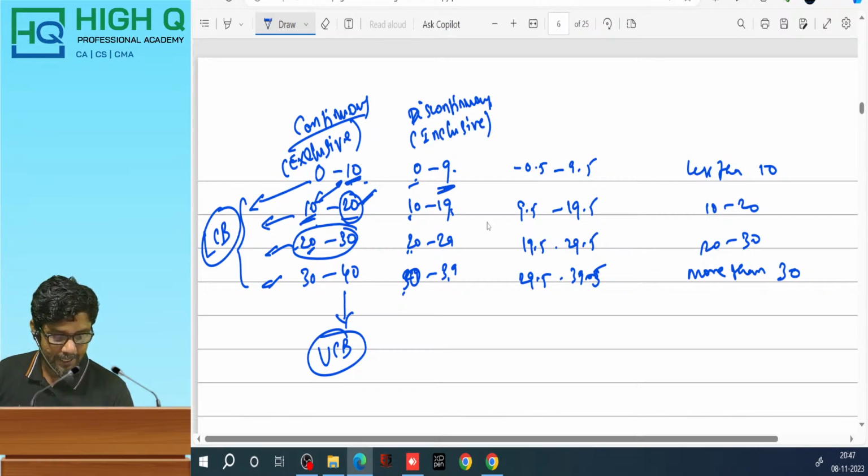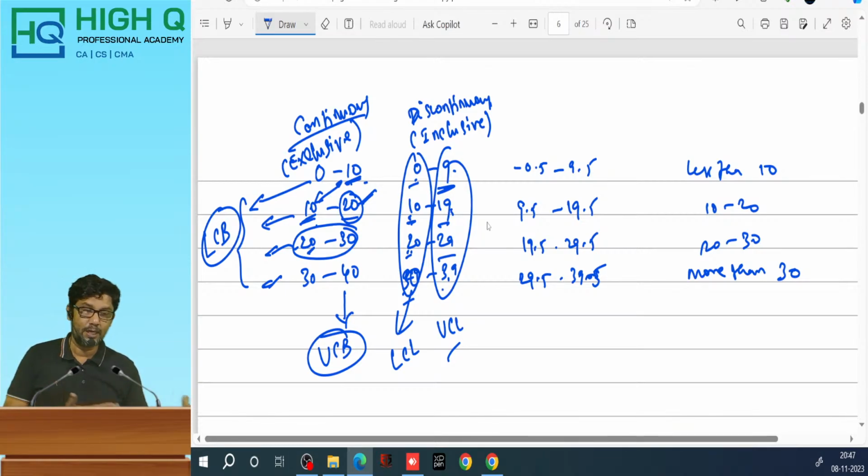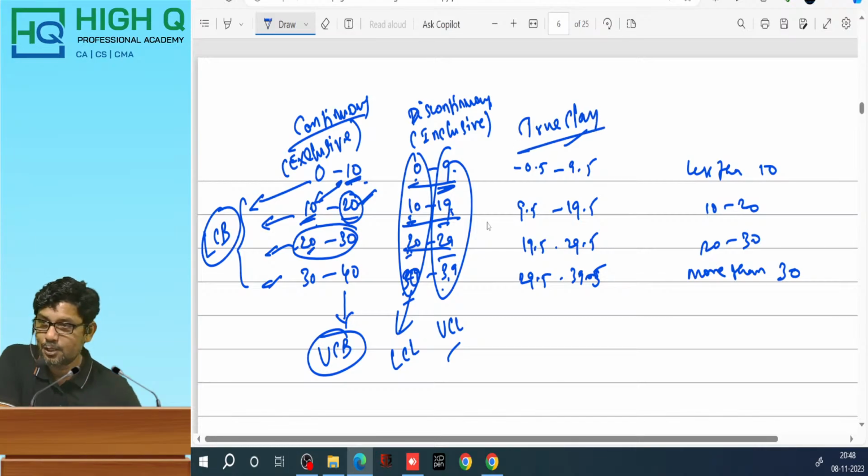Now, 9, 10, 19, 20, 29, 30, 39. This lower part we call the lower class limit, and this one we call the upper class limit. Now you understand when to call lower and upper class limit, and when to call lower and upper class boundary. This is a discontinuous class. By subtracting 0.5 and adding 0.5, we are making it continuous. And this class we call the true class.